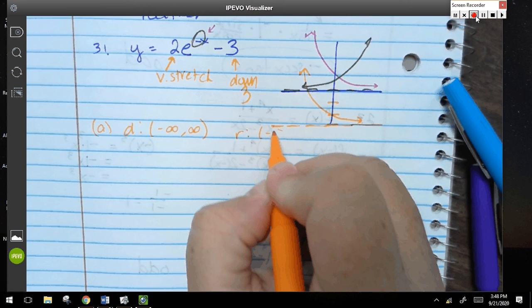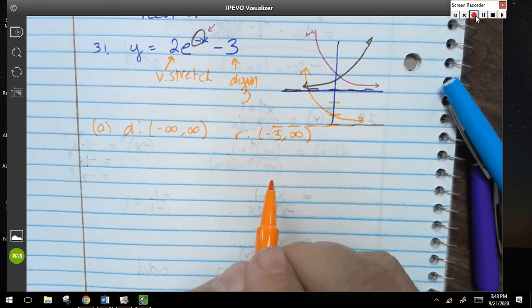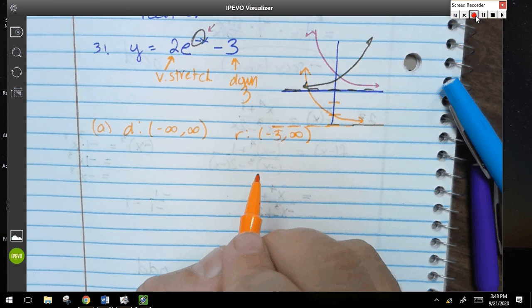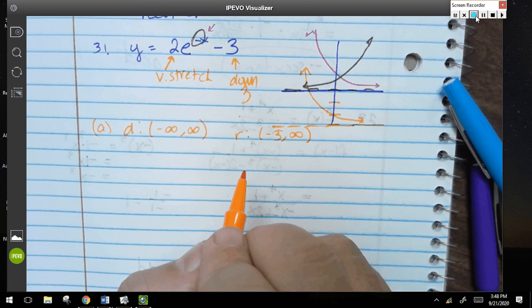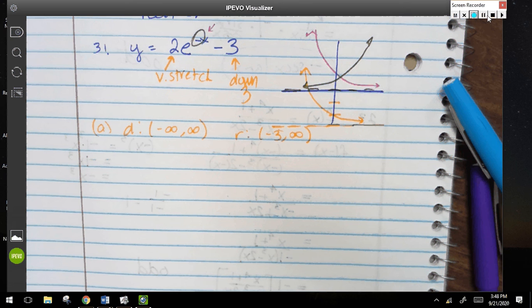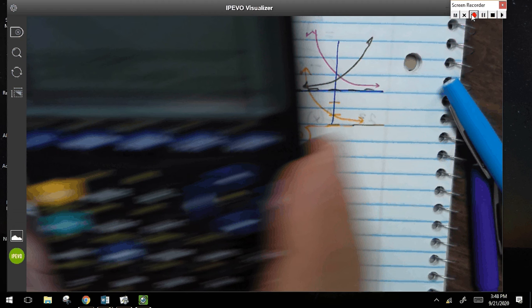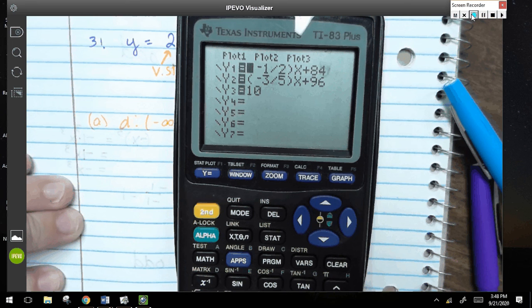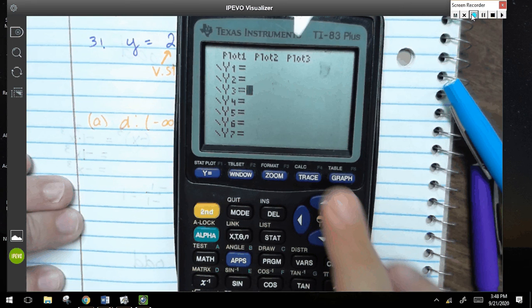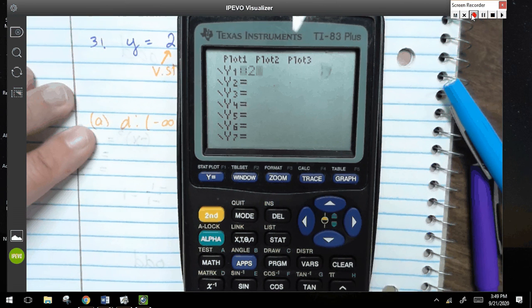And there you go. Alright, so definitely the asymptote is at -3. If we need a little more exact picture, if I let x be 0, then I would find out that y is 2 times e to the 0, which is just going to be 1, minus 3. So it would be -1.